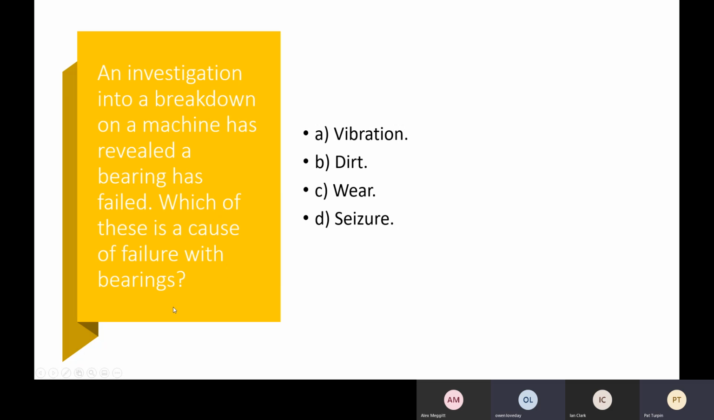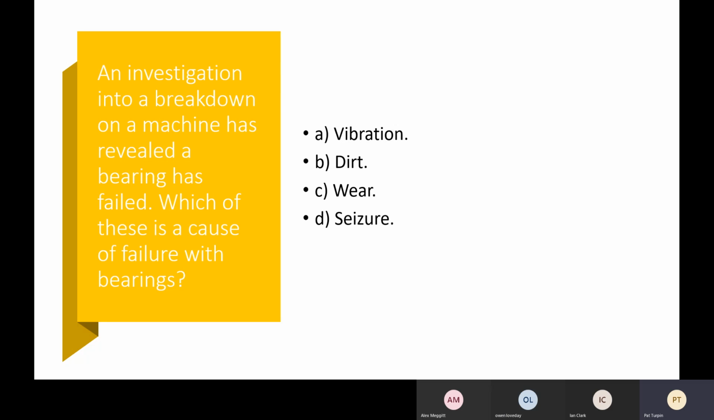Okay. An investigation into a breakdown on a machine has revealed a bearing has failed. Which of these is a cause of failure with bearings? Right. I can remember when we got sent the things for this question, and this popped up on it, and I can remember reading it. But last time I checked, all of them could cause a bearing to fail. Right. Okay. Is it dirt?